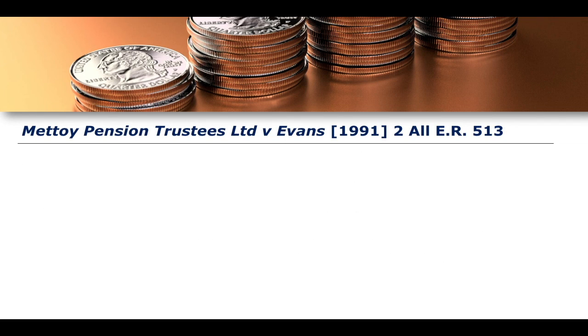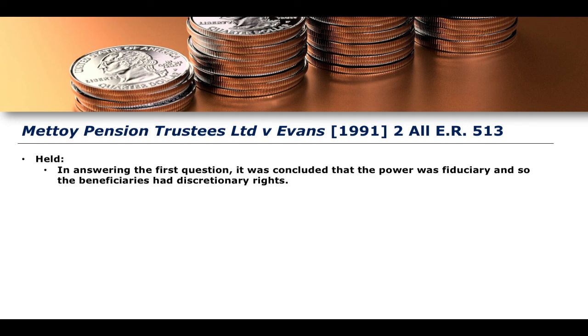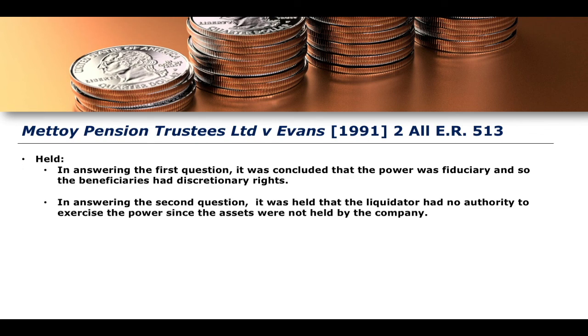And it was held that in answering the first question, the power was fiduciary, so the beneficiaries had discretionary rights to that property. In answering the second question, it was held that the liquidator actually had no authority to exercise the power since the assets were not held by the company. They were held under a pension scheme held on trust. However, the power was therefore able to be enforced by the court.